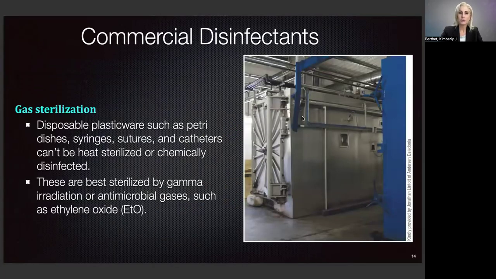Okay, let's move on to commercial disinfectants. We have gas sterilization. Here we can use gas chambers to sterilize equipment. This is very similar to what we see with autoclaving. We're putting something in a big box and treating it. Autoclaving deals with temperature and pressure. Here with gas sterilization, we're using a chemical like ethylene oxide, ETO, in order to kill off microorganisms, and this actually sterilizes them too. So we have gamma radiation that we can use here too, and antimicrobial gases. They can be combined for sterilization procedures.